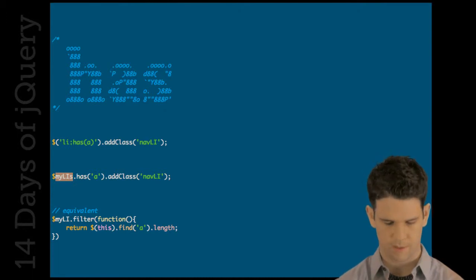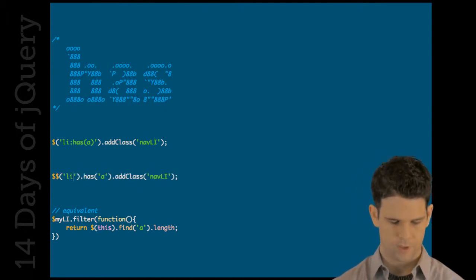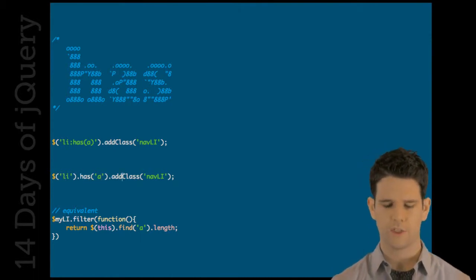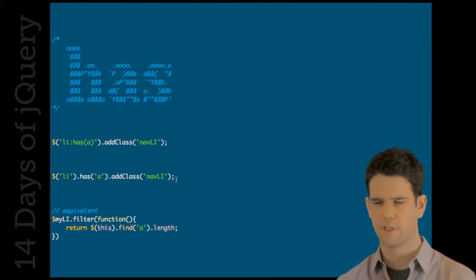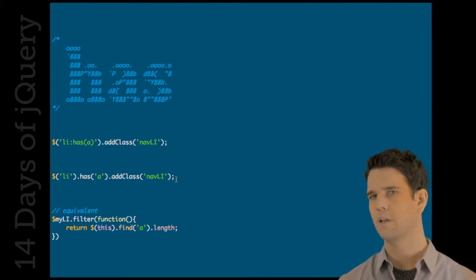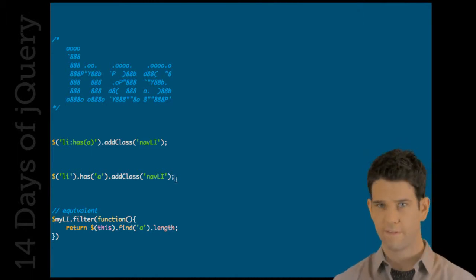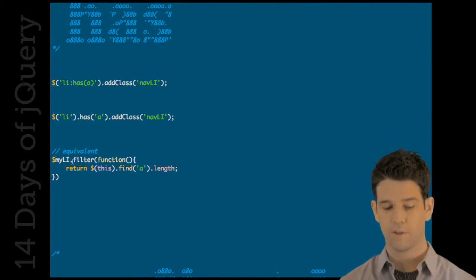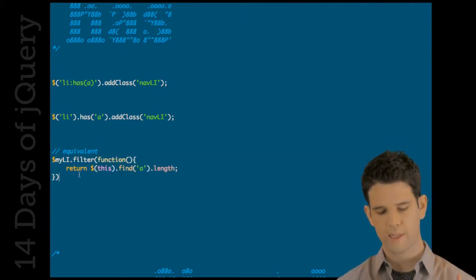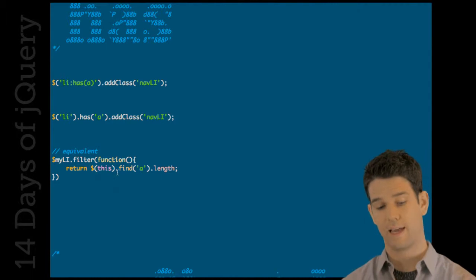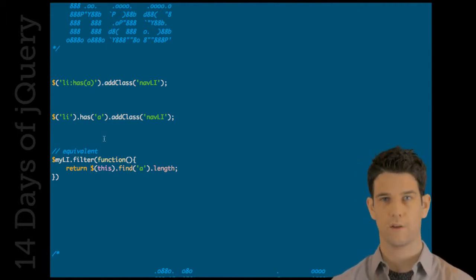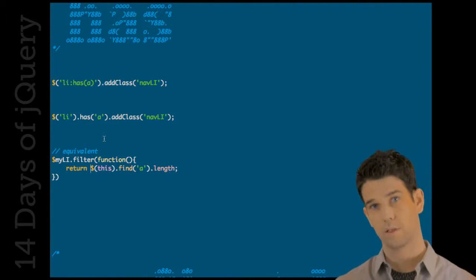So I'm just going to make this a little bit more equivalent. Start off with my li selection, has a, and add class. And the trick here is that it's actually adding the class to LIs. It's not really traversing. It's purely a filter method, like not or like filter. So basically, here's the equivalent, which is I'm going to take the LIs, run a filter function on them, and then return all the LIs that have an A inside of them. So that's really all that has is doing. It's just a really handy way to filter the element set that you're currently holding.